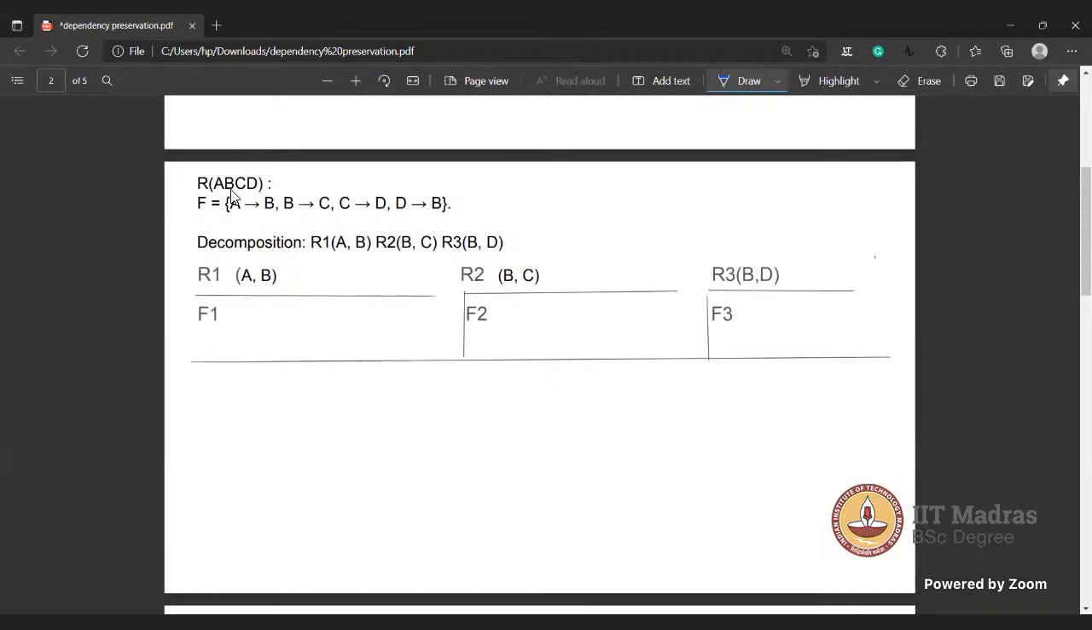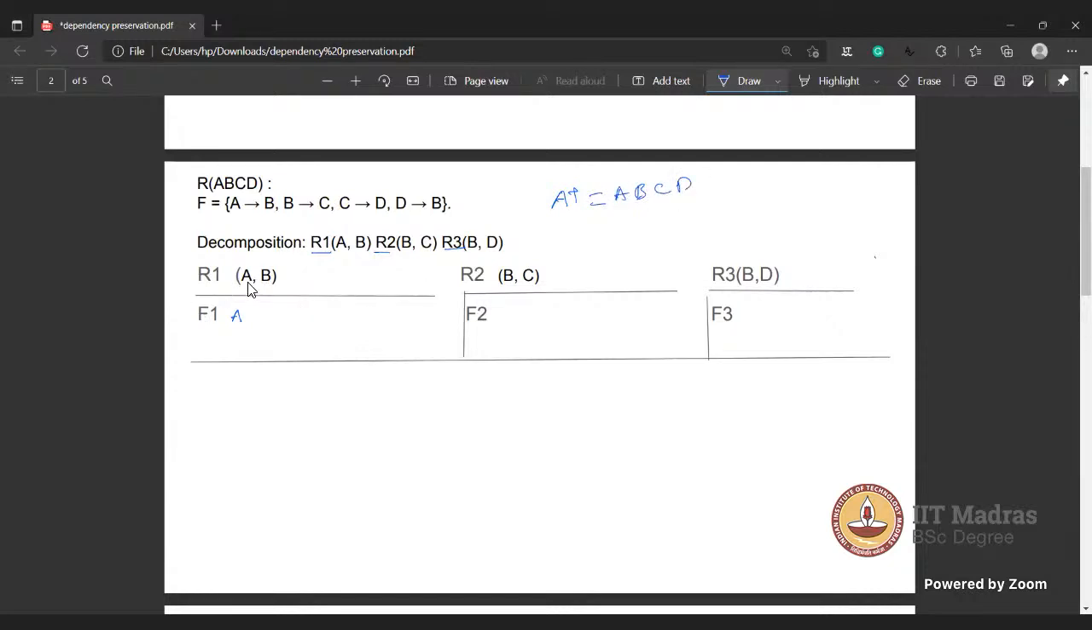So there is a relation R with attributes A, B, C, D, and the functional dependencies given are A determines B, B determines C, C determines D, and D determines B. The decomposed relations are R1 (A, B), R2 (B, C), and R3 (B, D). So we have to find a closure with the help of these functional dependencies. What will we get? A, B, C, D.